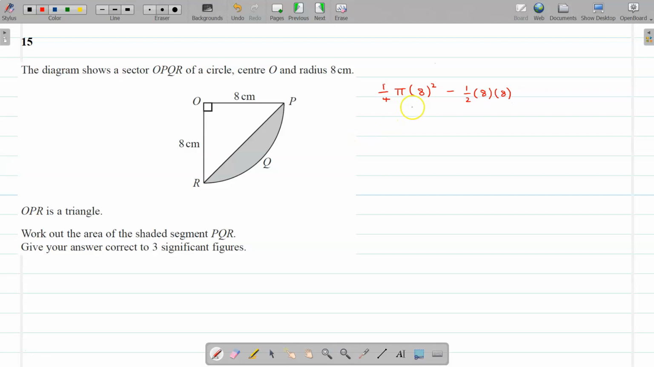Well, that's easy enough to work out. So that's 64 divided by 4. That's 16 pi. And from that, we've got to subtract 32. Okay, you can put that straight on the calculator and it gives you 18.26. Well, you need it to 3 significant figures. So 18.3 centimeters squared to 3 significant figures. Okay, and that's it. Next question.